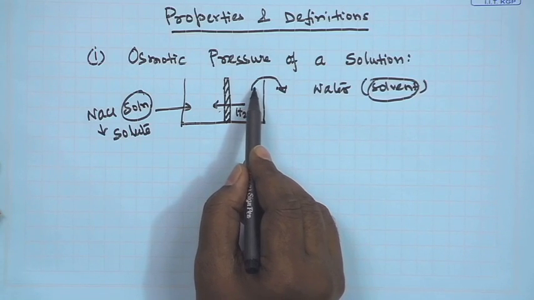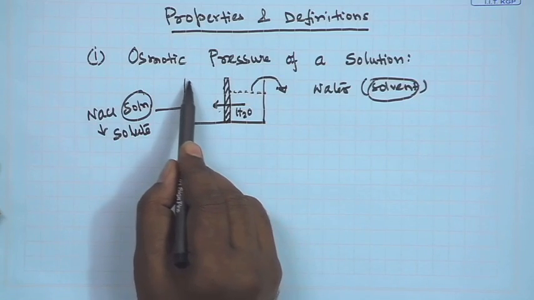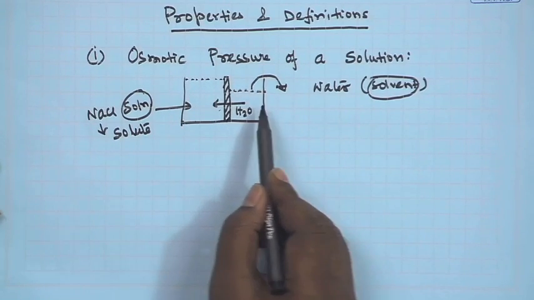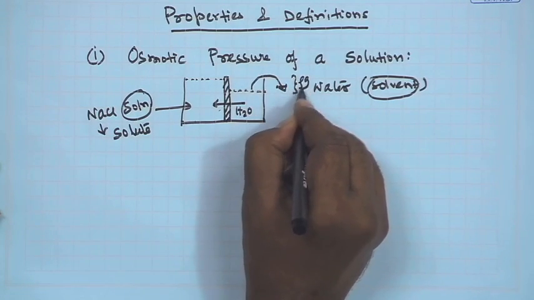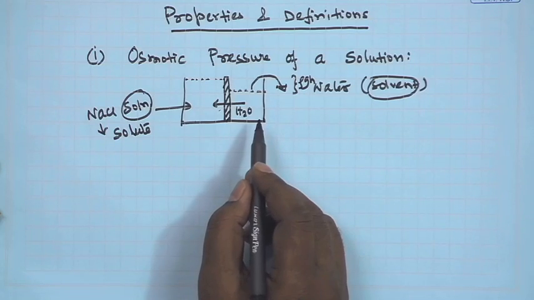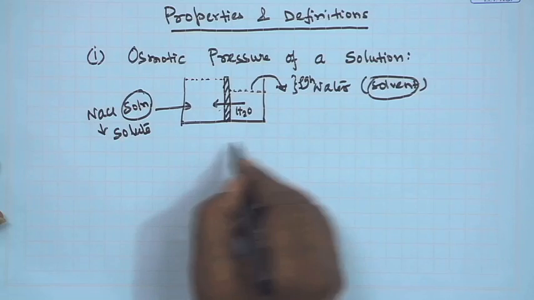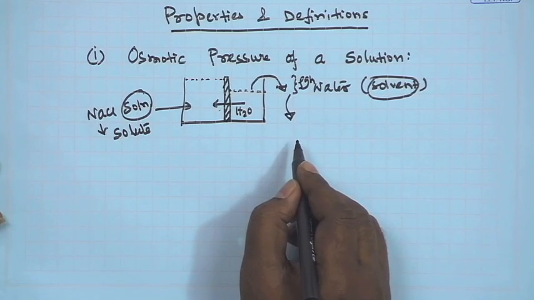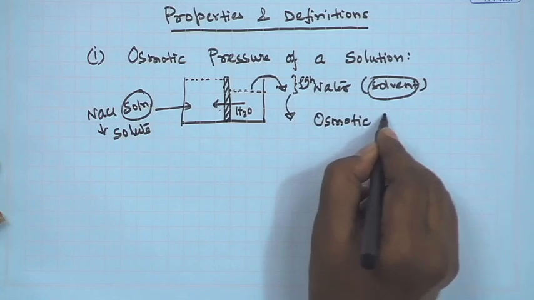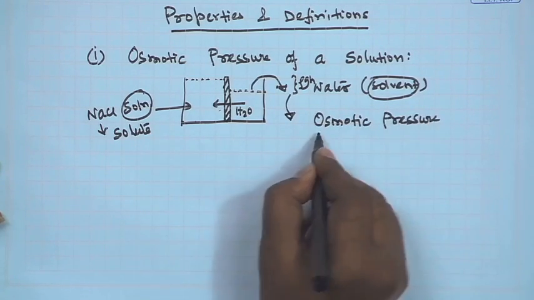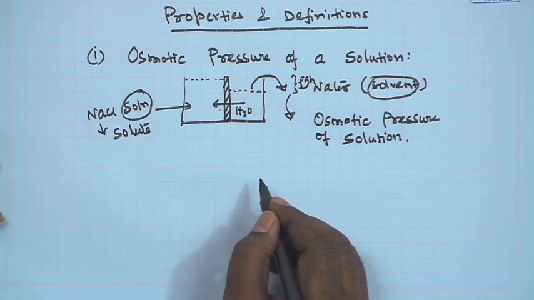The level of water comes down in the solvent side, and at the same time the level of water in the solution side goes up. So, it creates a hydrostatic pressure of rho g h, where h is the final height difference of the level of solution in both the chambers. This rho g h, or the static pressure created by this system, is known as the osmotic pressure of the solution. Now, this osmotic pressure will be very important.